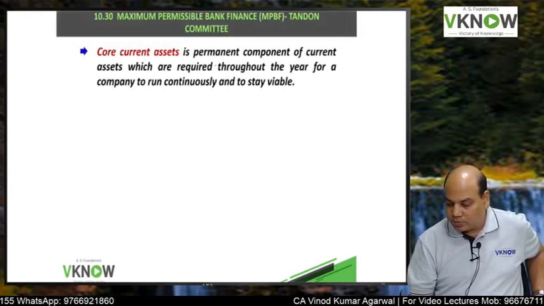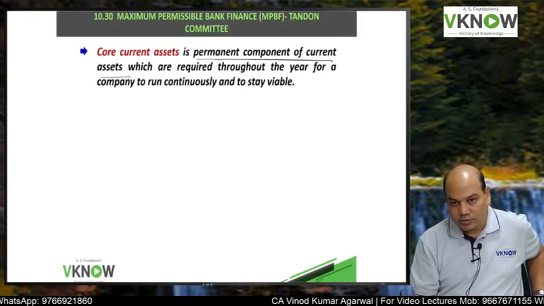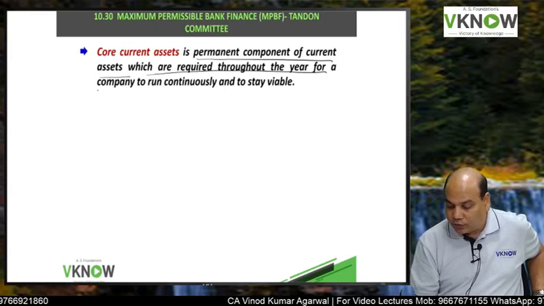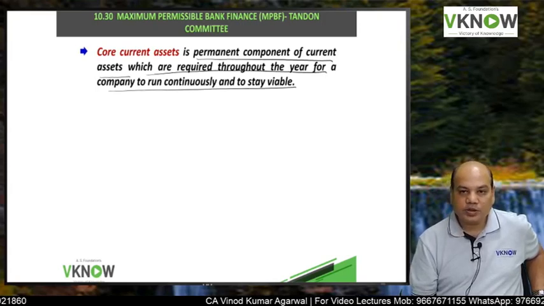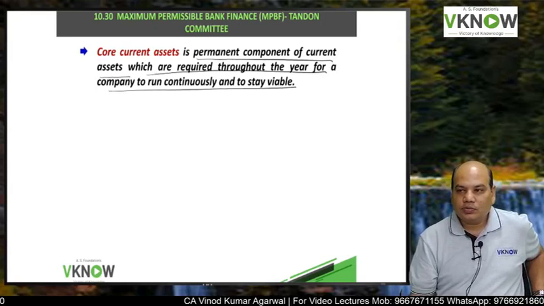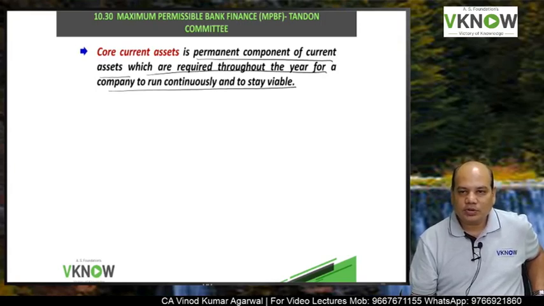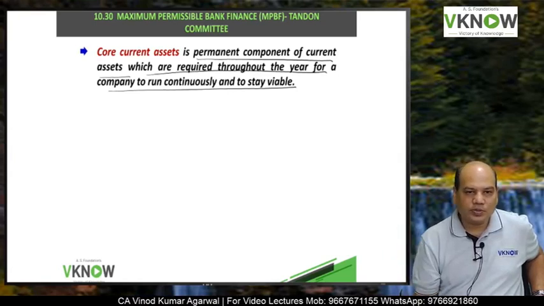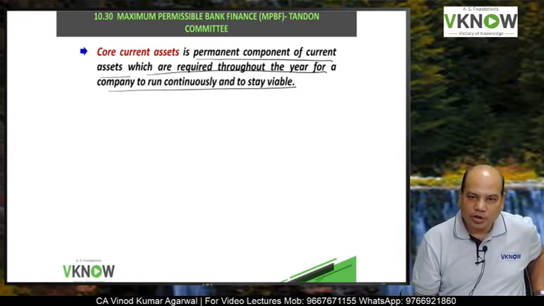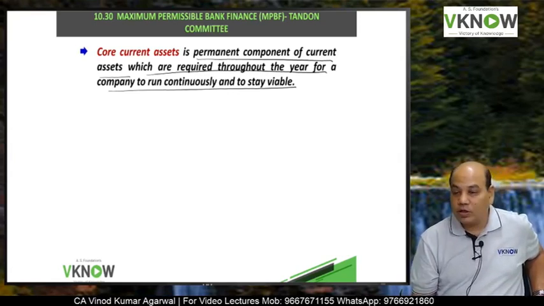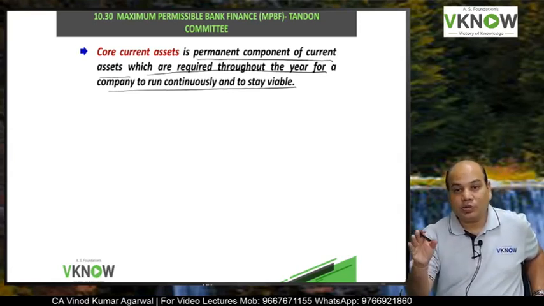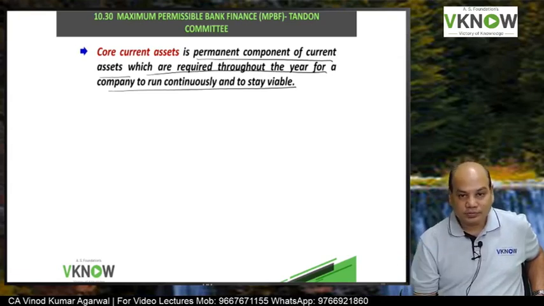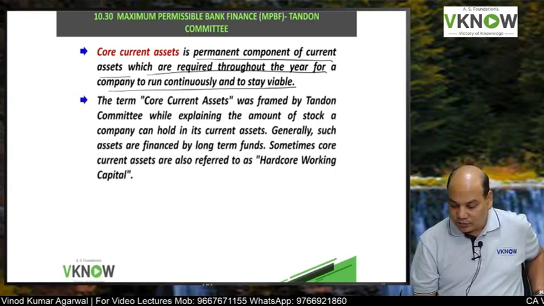What are core current assets? Core current asset means permanent component of current asset. Already discussed. Which are required throughout the year for a company to run its business. If you go to a woolen garment company, some stock will always be there. They will not shut down their shop and go for 6 months to some other place for enjoyment. Yes or no? Even if you go to an air conditioner company in the month of December or January, still there will be some stock. That is core current asset.